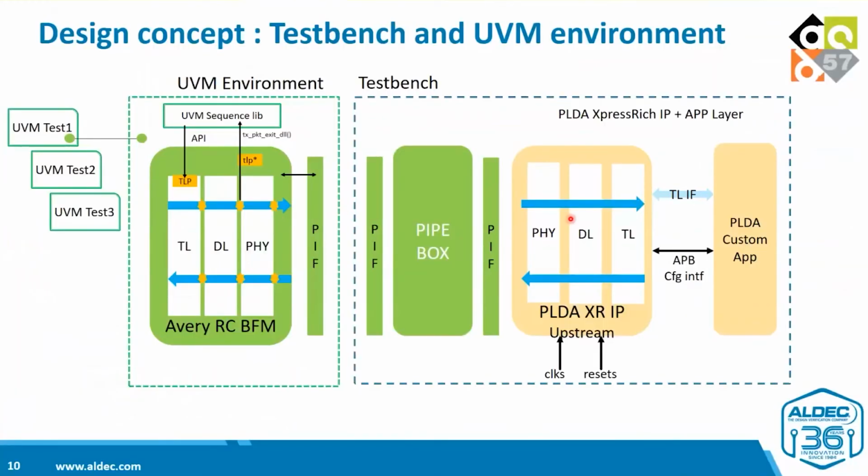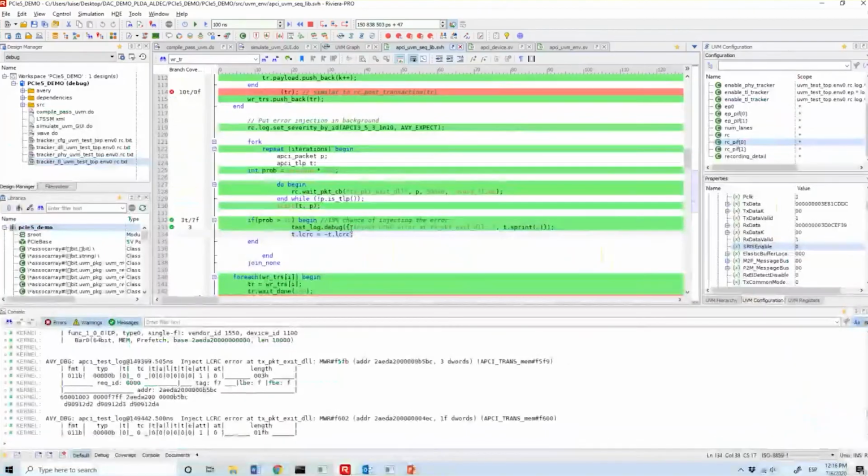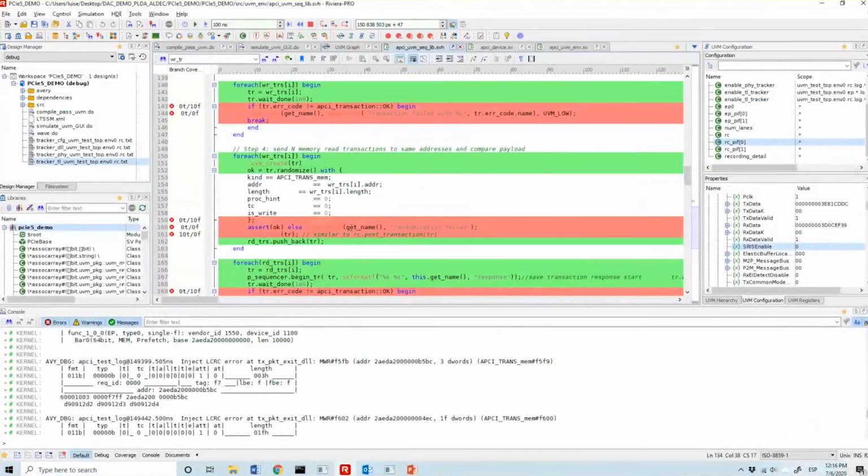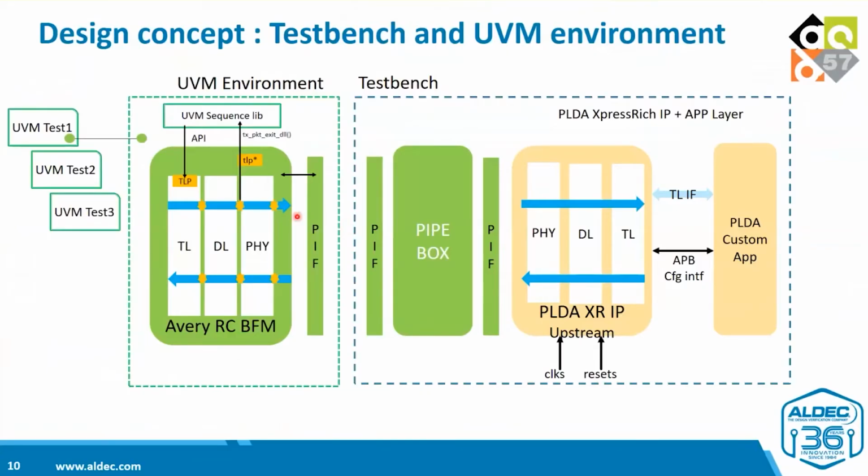We're flipping the LCRC. The PLDA IP should report some errors, NAK the TLP, and the Avery BFM will replay the good TLP following the PCI Express spec rules. And then later on, while that's going on, so that error is a recoverable error. So you can randomly inject that error. The PCI Express spec should recover gracefully from that, replay the TLP, and it should complete properly.